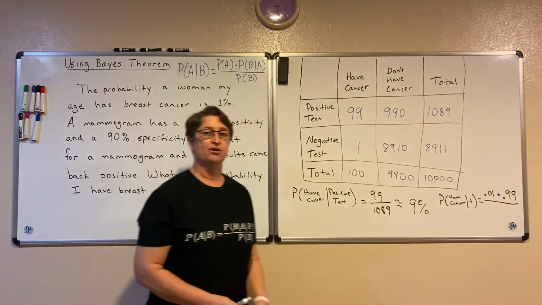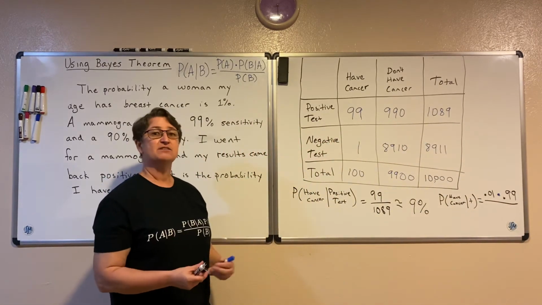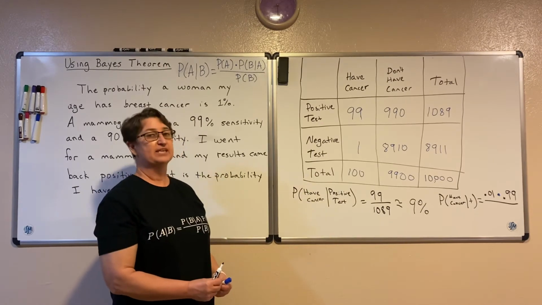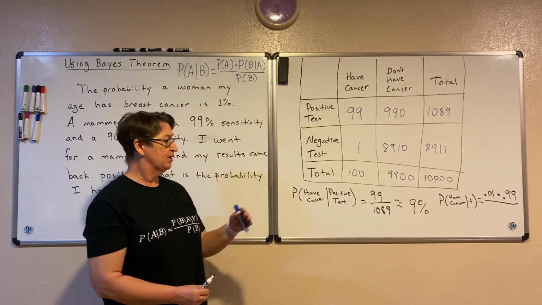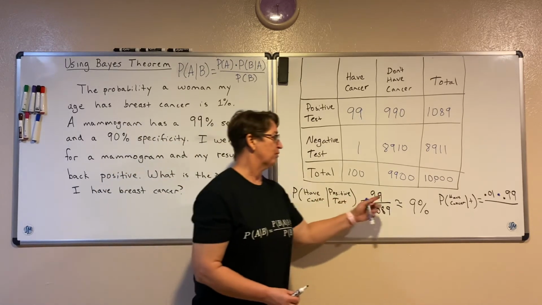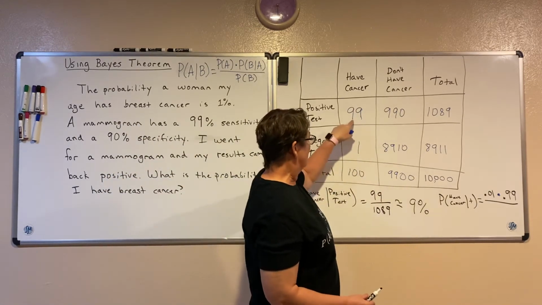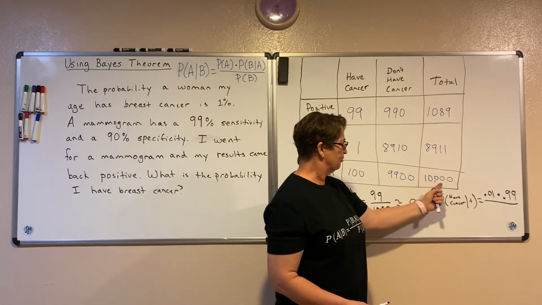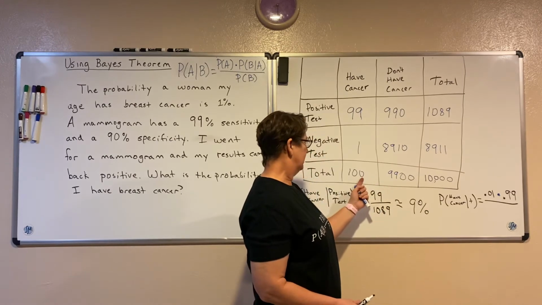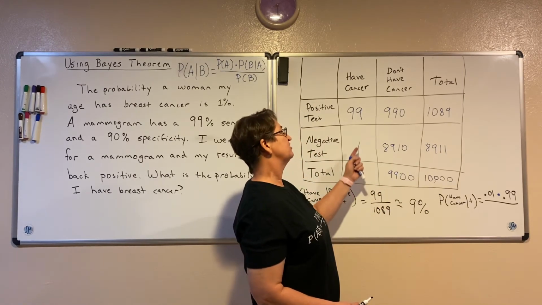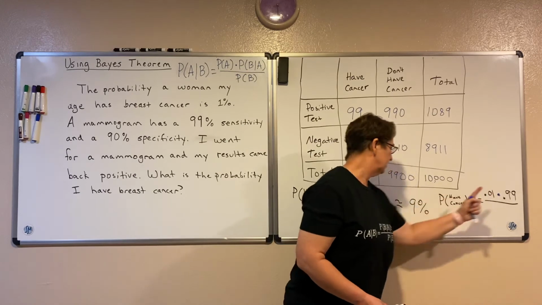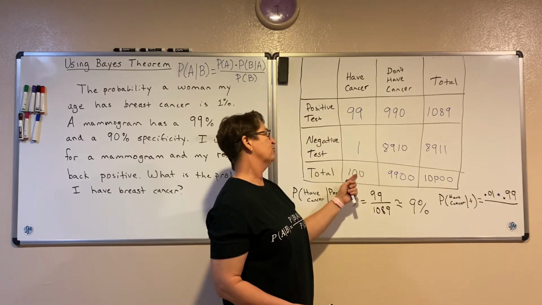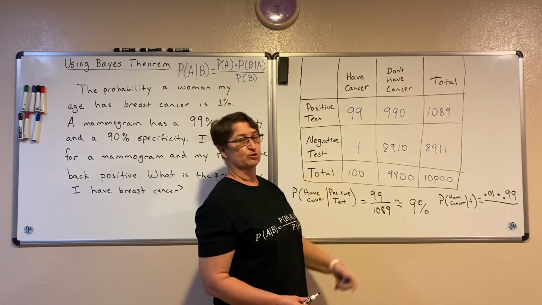So the top there is just the probability I had it times that sensitivity, the probability that I get a positive test given that I have cancer. Then in the numerator, notice that when we did that, that's exactly how we got this 99 for our numerator. We first took 1% of our total, and then we did 99% of that. So to get this 99 on top, we multiplied by 1%, and then we multiplied that by 99%.